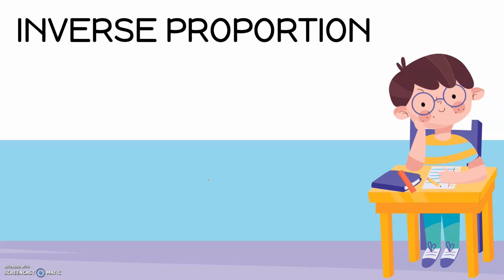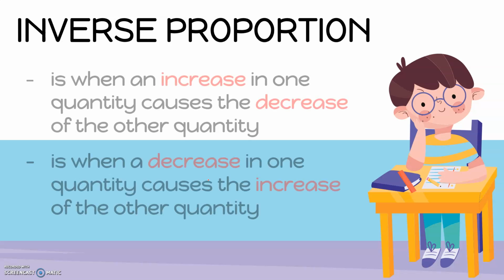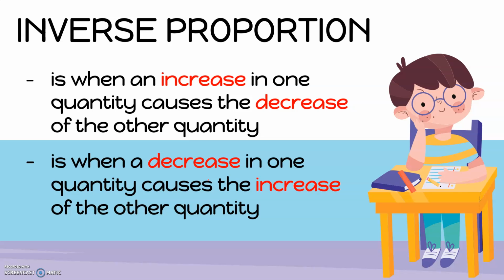Its opposite is what we called inverse proportion. It is also called an indirect proportion. It is when an increase in one quantity causes the decrease of the other quantity, or it is when a decrease in one quantity causes the increase of the other quantity.